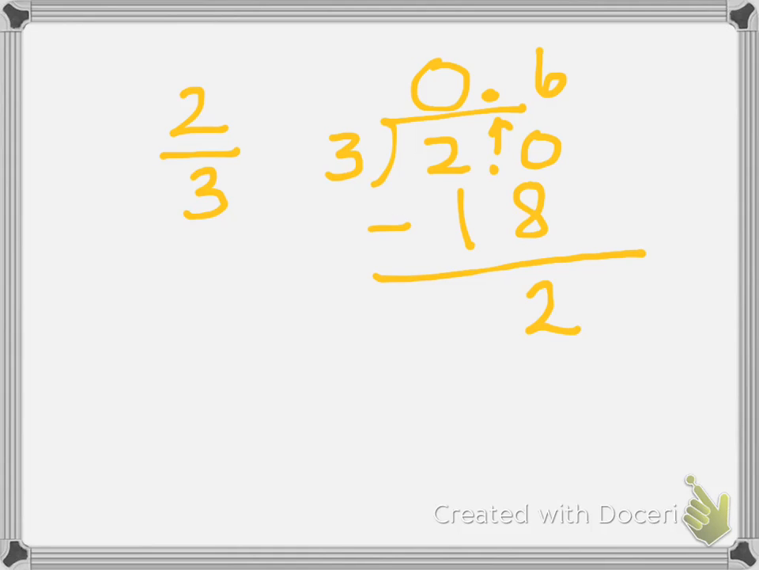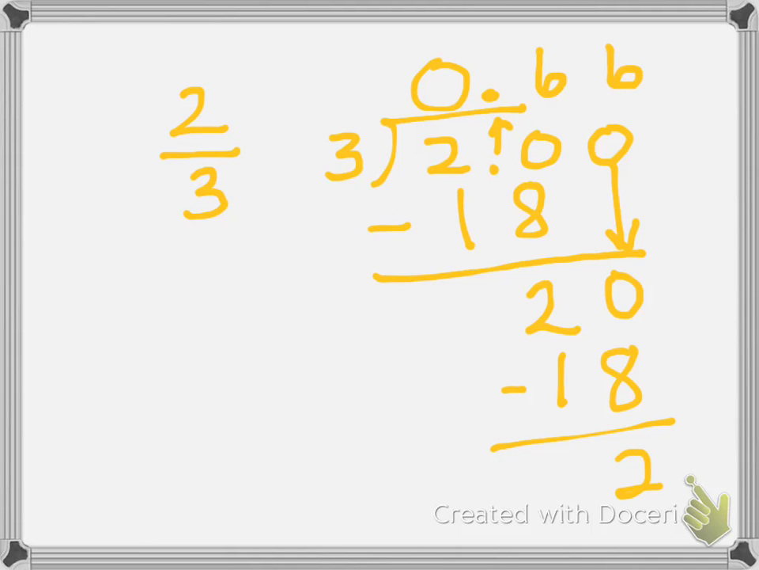I can't count by 3 to get to 2, I already tried that, so now I can add another 0 and bring it down. 3 goes into 20, well, we just did that. I can count by 3 6 times to get close to 20, and 6 times 3 is 18. I'm left with 2. This is an example where my number is going to repeat, so I can write a repeater bar, it's called a vinculum, and then I'm finished.